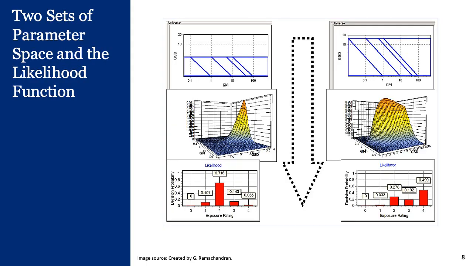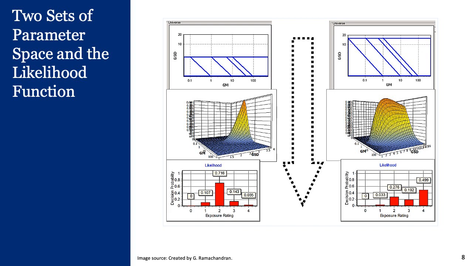What I'm showing in this slide are 2 sets of parameter space and the likelihood function. On the left-hand side, we have what I've already shown you. The peak of the distribution is beyond our GSD max of 4. But let's say that, okay, that's not a good place to be. So I'm going to increase the GSD max for my parameter space by going into the software tool. And now I increased it to 16. And now I'm again looking at the 3-dimensional likelihood distribution function.